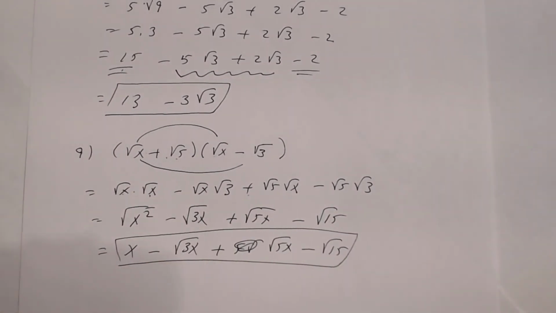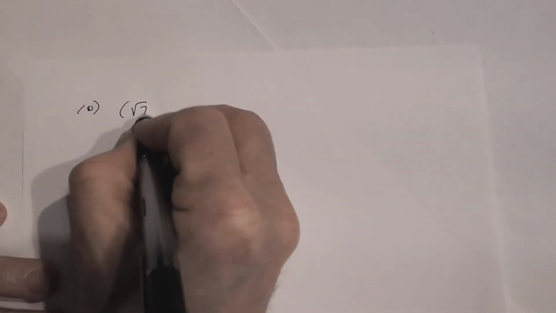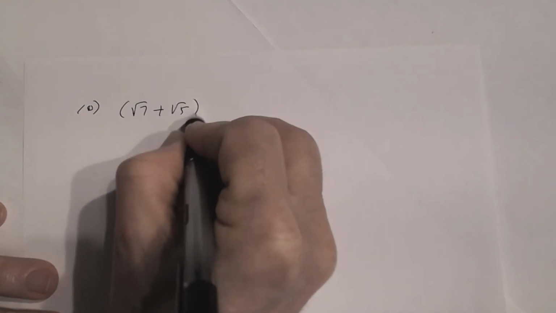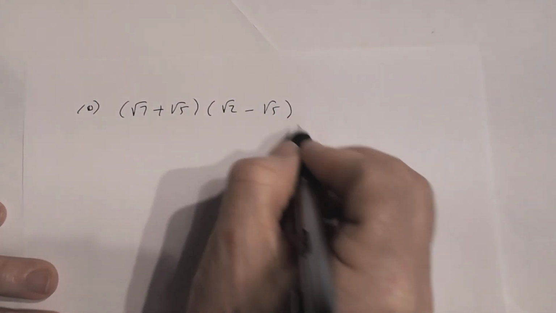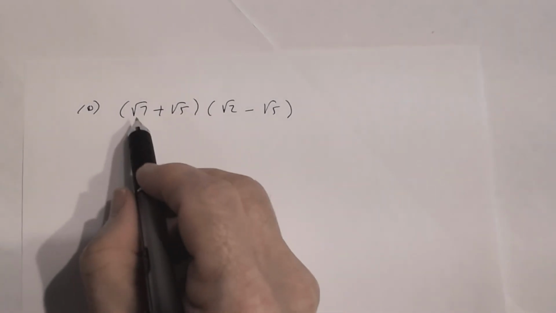All right. And let's do one more, just to do another problem. So this will be number 10. So one more, number 10. So we have the square root of 7 plus the square root of 5 times the square root of 2 minus the square root of 5. Okay? All right, so again, FOIL method.